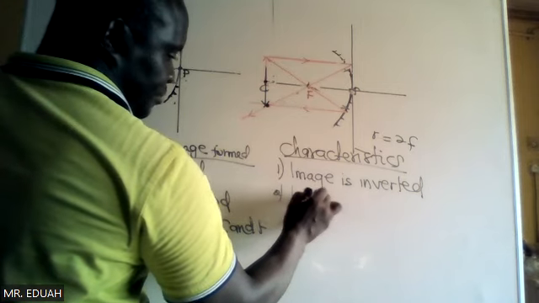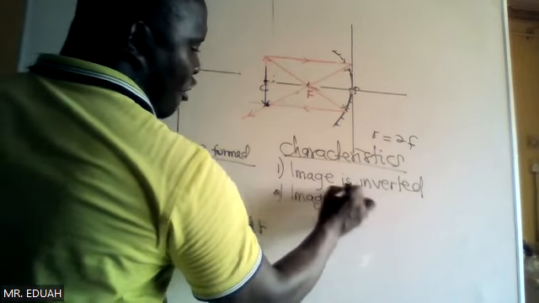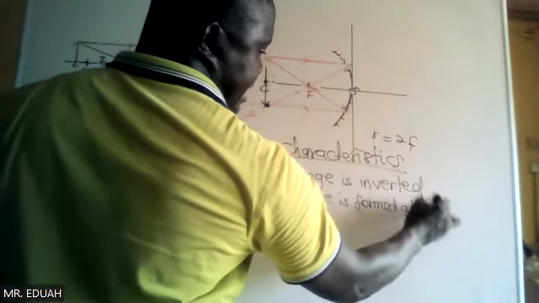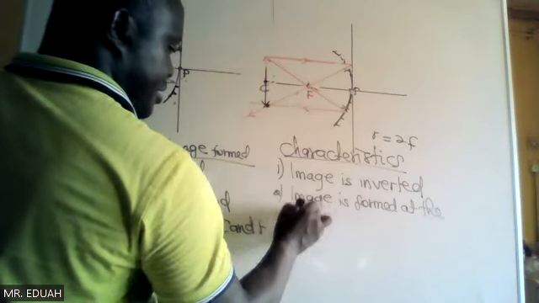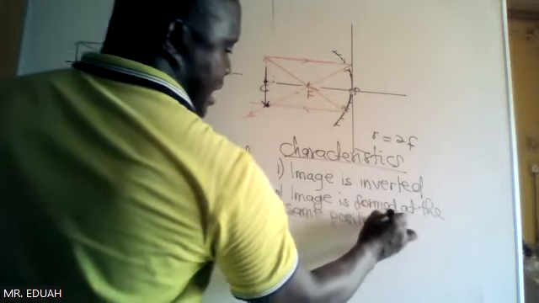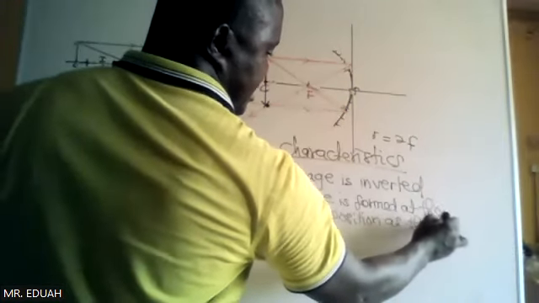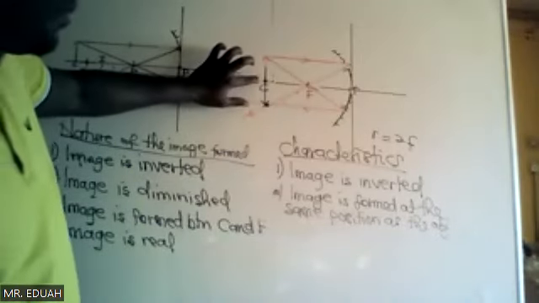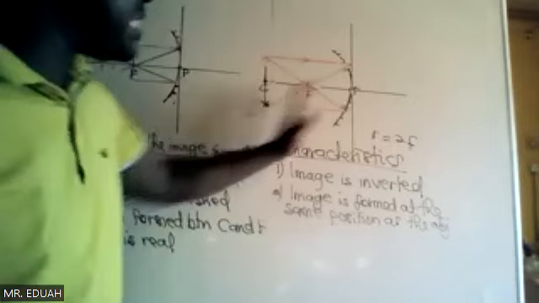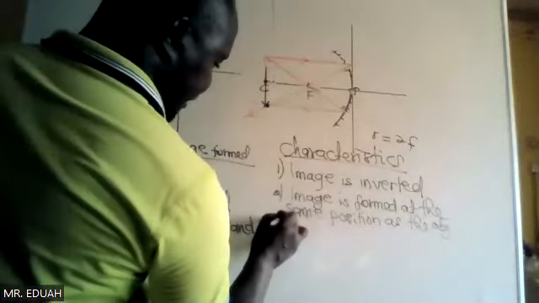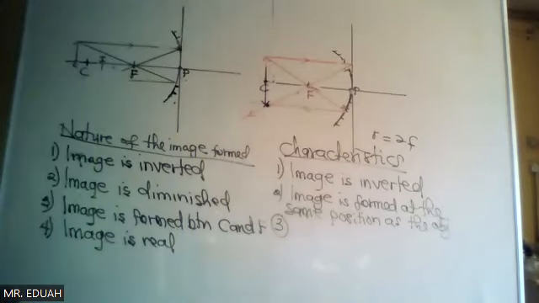Image is formed at the same position as the object. So if the image position is the same as the object, then certainly this distance would also work out. Okay. Three.